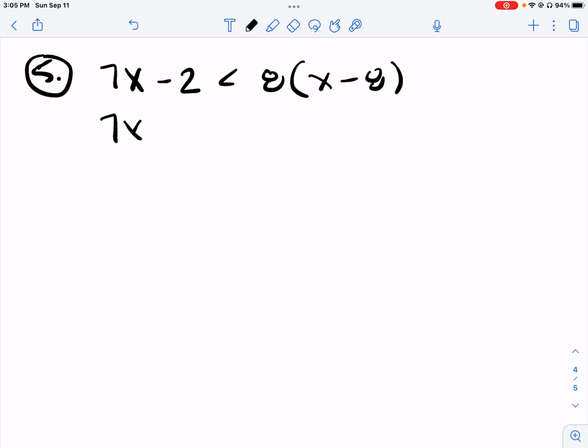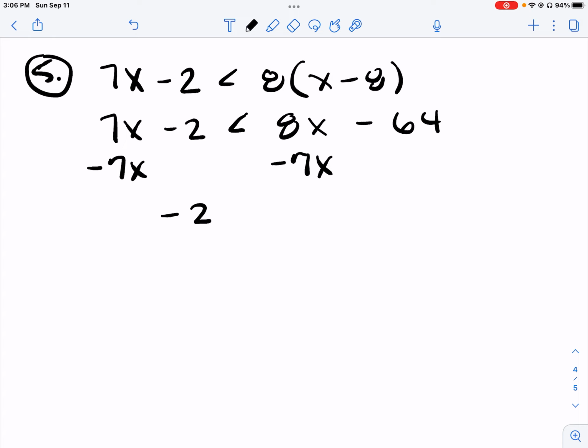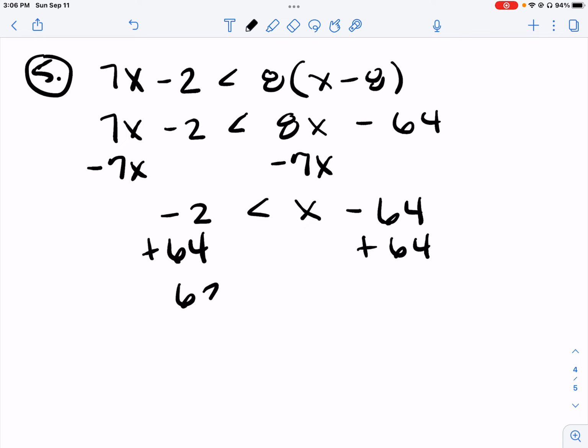Okay, first we need to distribute on the left. 8 times x, 8 times minus 8. Okay, you can do this several different ways. If you get rid of the smaller one, that's fine. Okay, now we got to undo subtract. So we get 62 is less than x, which means x is more than 62.